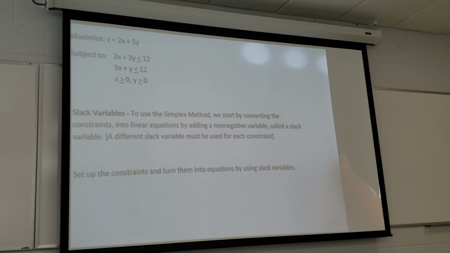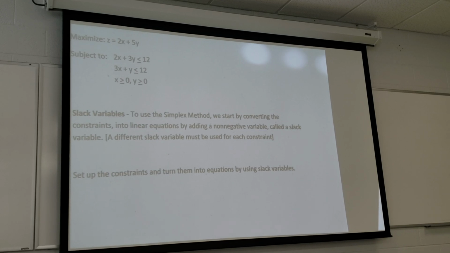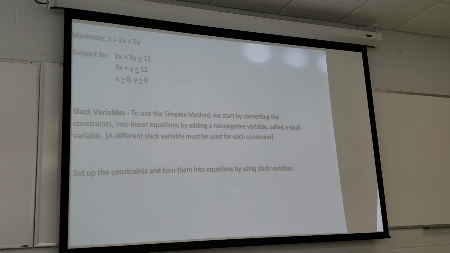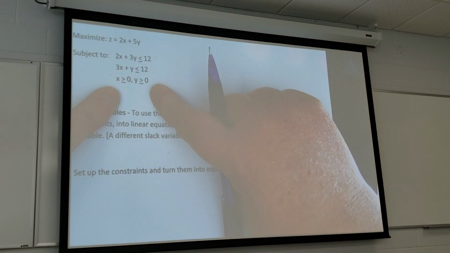Here's a linear programming problem. We've actually already done this graphically. So we're going to maximize the objective function, z equals 2x plus 5y. It is subject to constraints. What are constraints? Constraints are inequalities. 2x plus 3y is less than or equal to 12. 3x plus y is less than or equal to 12, and x and y are both greater than or equal to 0. This part you leave alone, but it has to be given to be a maximization problem.